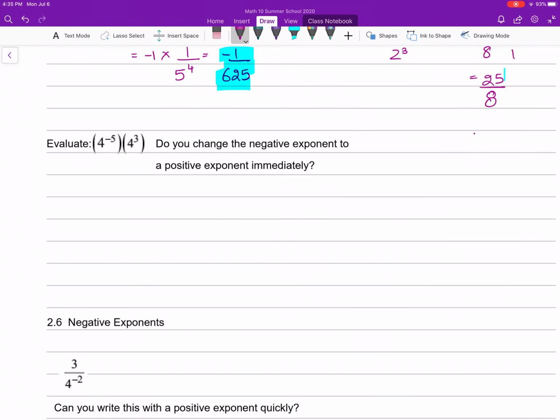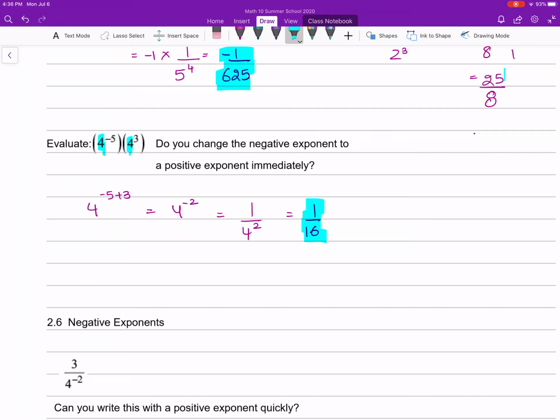Okay, let's work on the next one. Evaluate 4 to the power negative 5 times 4 to the power 3. Bases are same. Do you change the negative exponent to positive immediately? In this case, you can either change it, but since the bases are same, I'll first simplify the exponents to make this expression simpler. So 4 to the power minus 5 plus 3, because they are multiplying, 4 to the power minus 2. Now it's much easier to change it into a positive exponent, which is 1 over 4 square, which is 1 over 16. That becomes your answer, right?